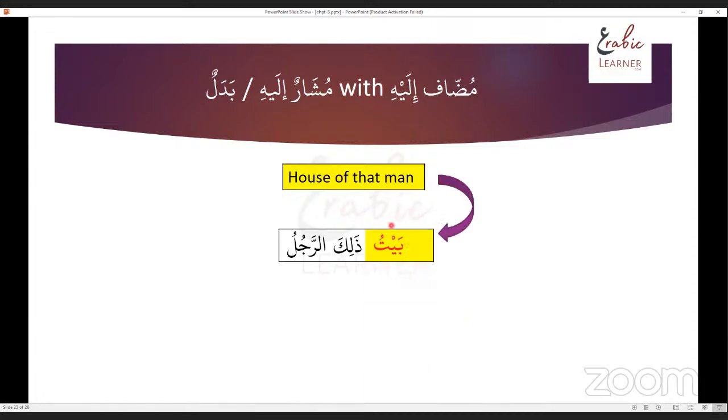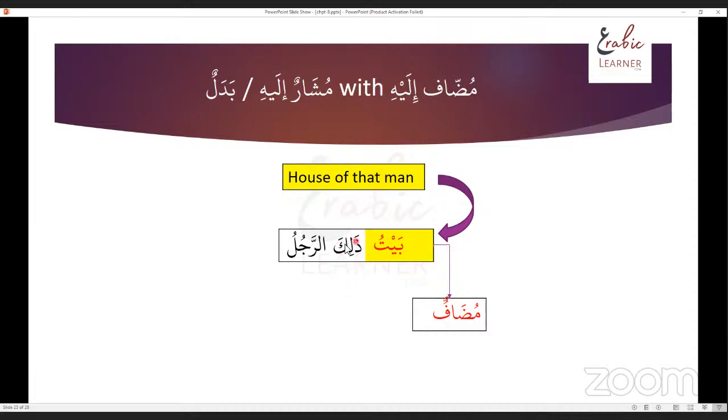So I have to bring Bayt as a mudaf. Okay, Baytu is mudaf here. So Zalika, that man. That man means I'm referring to the house of that. Assume that man is the house of that. That is the combination of mudaf, mudaf ilayh. House of that. So mudaf ilayh is that here, which is Zalika.